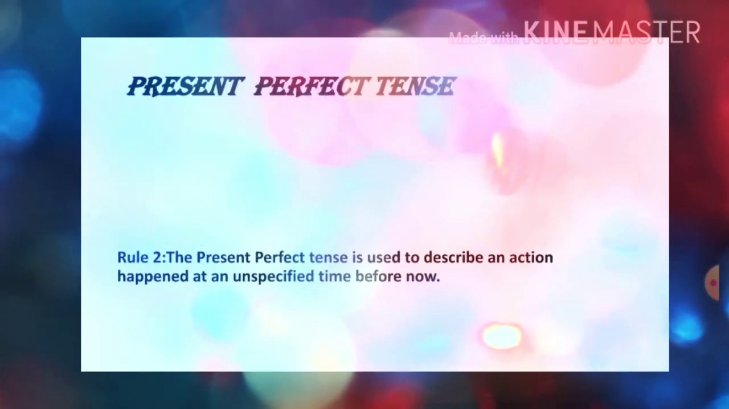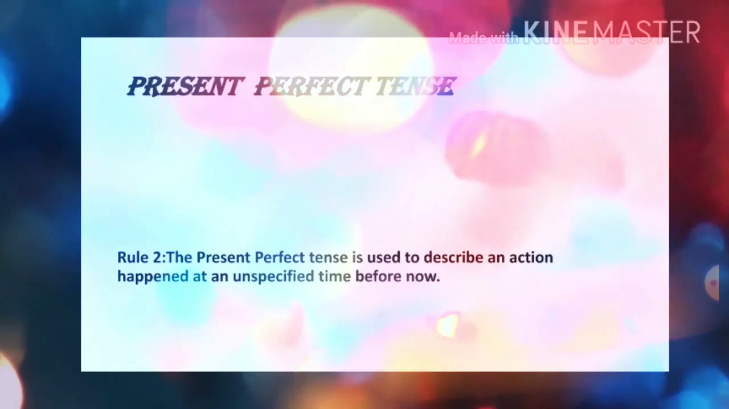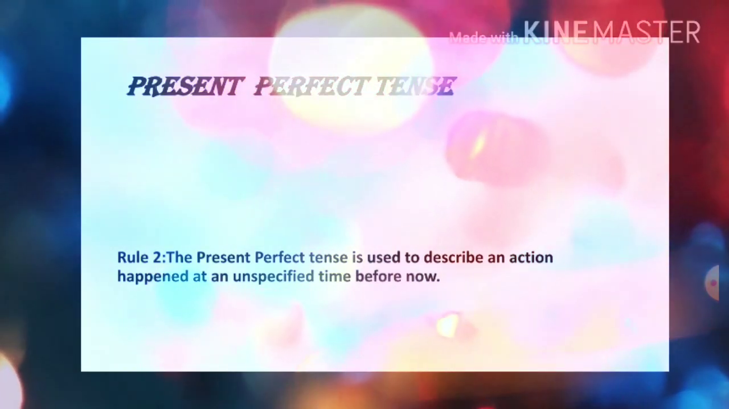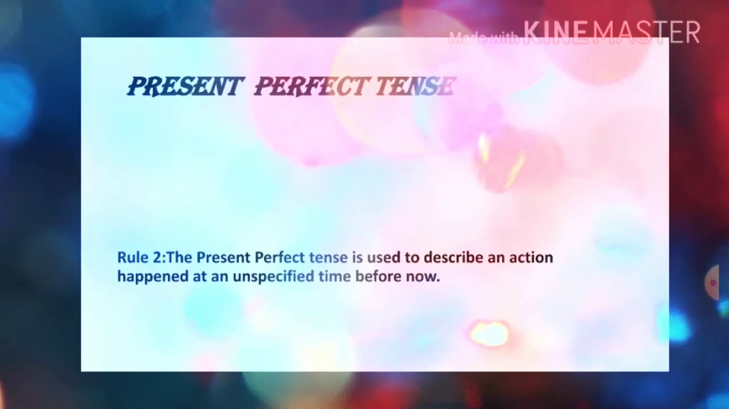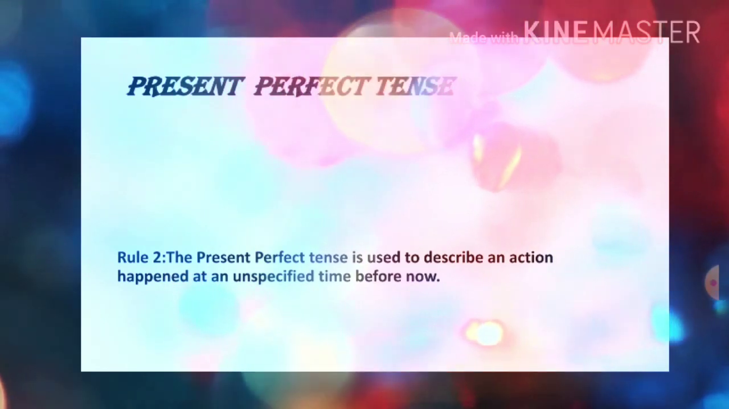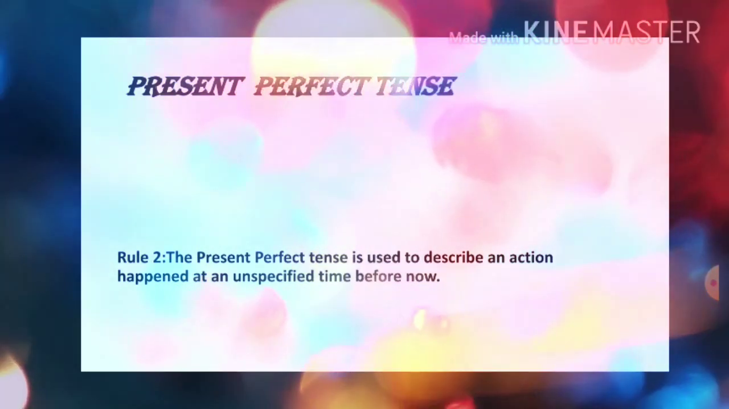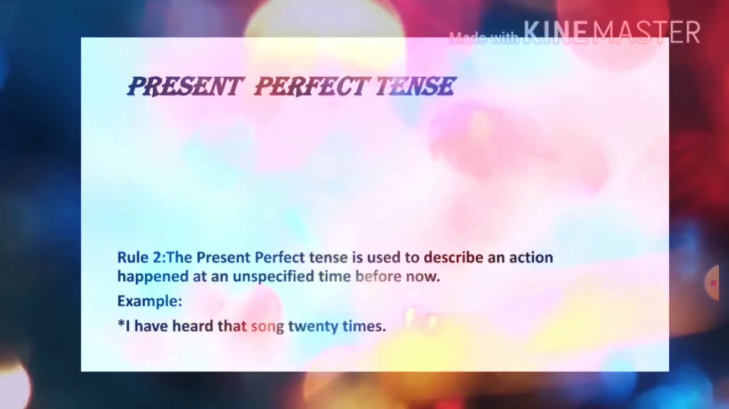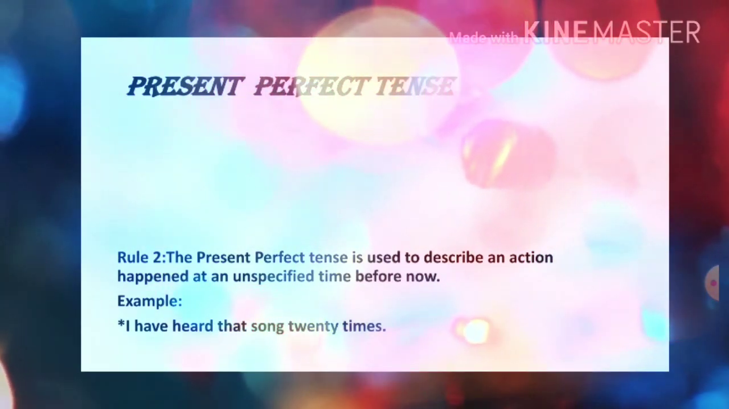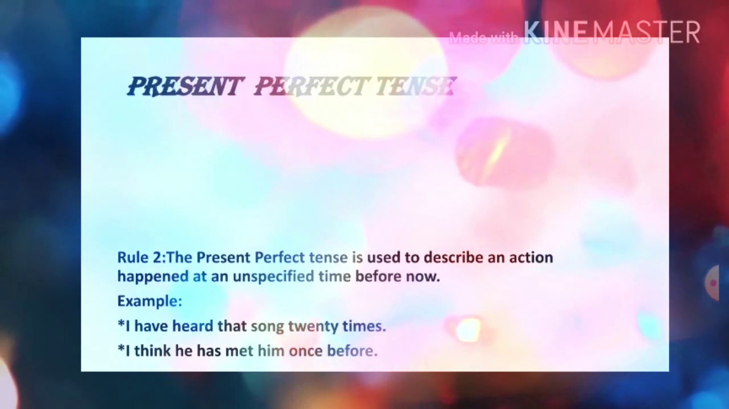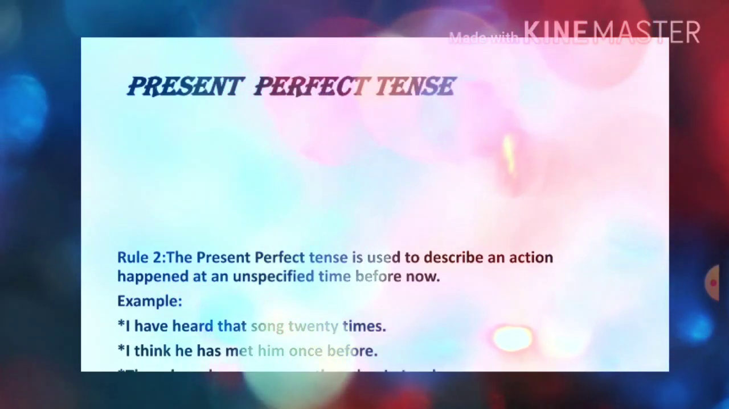Now the second rule of this: the present perfect tense is used to describe an action that happened at an unspecified time before now. Means according to this tense, there is a task which happened at an unspecified time. There is no specification of time, how many times it occurred, or whether it may occur the next time or not. For example, I have heard that song 20 times. There is unspecified time. I think he has met him once before.